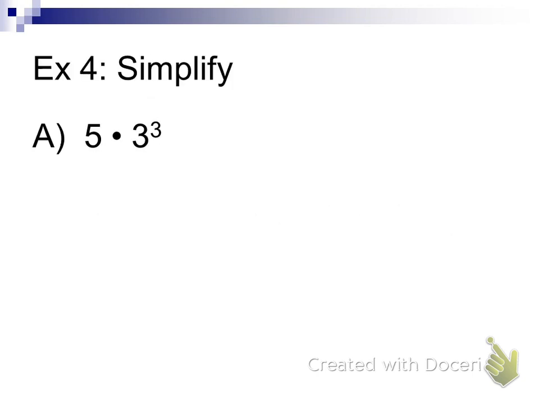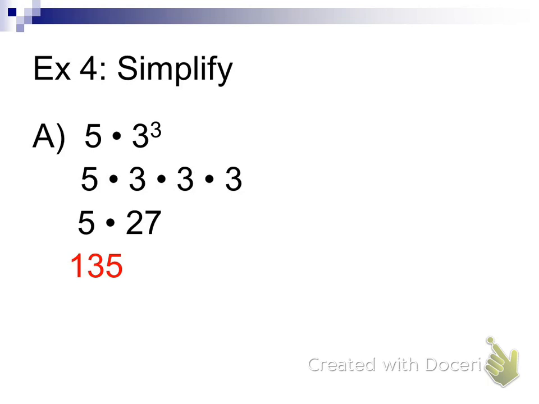So example 4, part 1 is 5 times 3 to the third power. All right, how would I write this out? 5 times 27. Okay, so 5 times 27. Even one step before that, it would be 3 times 3 times 3. So yes, that would be 27. And then 27 times 5, or 5 times 27, is 135.